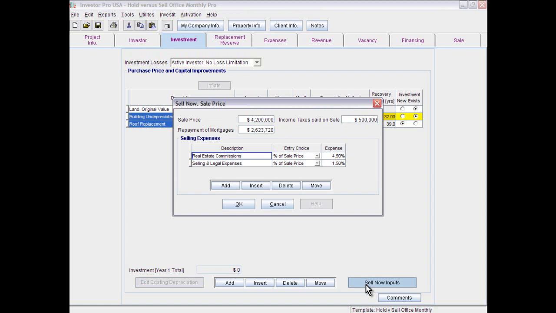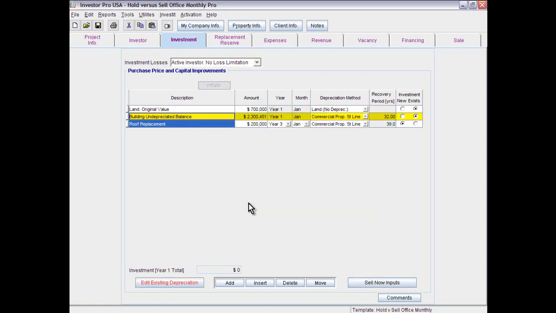I click on Sell Now Inputs. The sale price today is $4,200,000. We pay off the outstanding balance of the mortgage, $2,623,720. We calculate that we're going to pay $500,000 of capital gain and recaptured depreciation. The real estate commission will be 4.5%, and the legal expenses 1.50. And that completes the entries on the investment tab. And we now move to the replacement reserve tab.